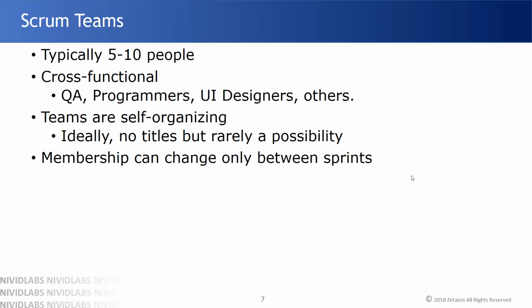If we want to talk about the team itself, usually it will be a small team. If there is a large number of people, the teams can be divided into 5 to 10 people each. The team can be cross-functional, namely QA, programmers, UI designers, developers, architects, anybody in the team. And all team members will be self-organizing. They don't have their own titles, but it is possible we can give them a title. And membership can change only between the sprints, not within the sprint itself.